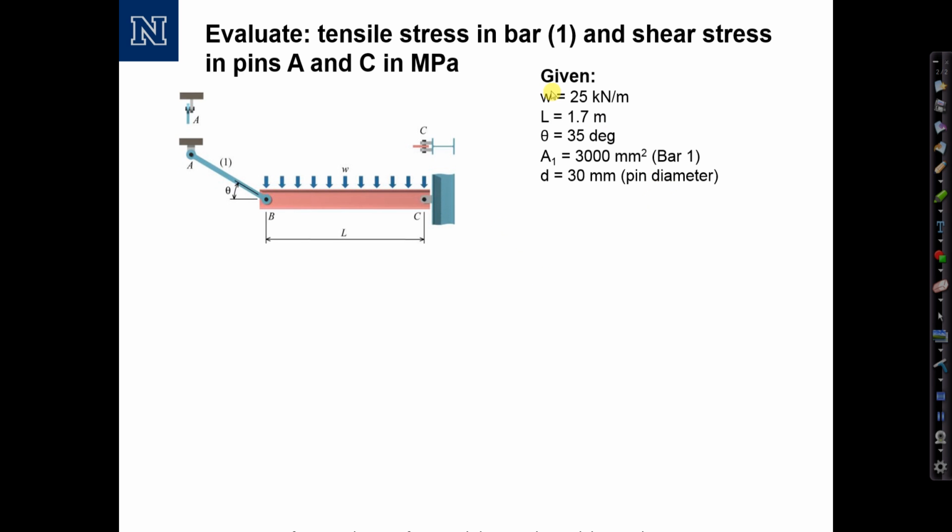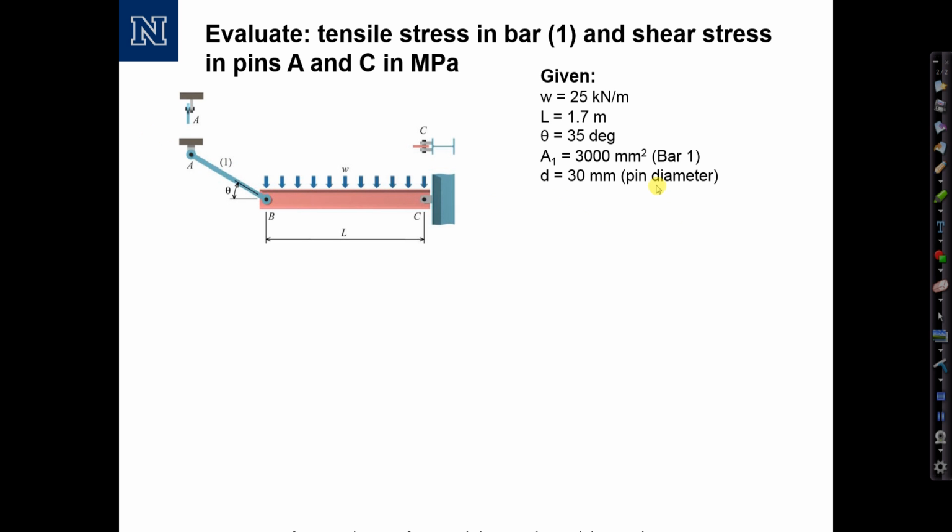The given information is that the distributed load W is 25 kilonewtons per meter, the length of the beam is 1.7 meters, the angle of the rigid bar to the beam is 35 degrees, the area of member 1, the bar, is 3,000 millimeters squared, and the diameter of each of the pins is 30 millimeters.